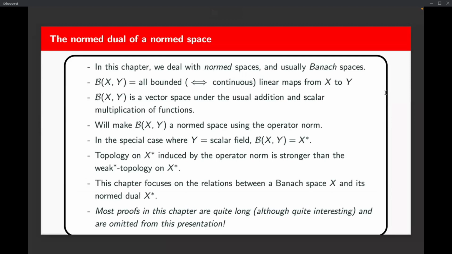There is a vector space structure on this set of linear maps. So it's addition of linear maps and scalar multiplication defined in the usual way. We'll show that we can use a natural norm, which is the operator norm, also probably familiar to most of us from other contexts, that makes B(X,Y) into a normed space. And then we'll focus in the second half of the chapter on the special case where Y is the scalar field, when we simply have the dual space, we're mapping from X into the scalars.